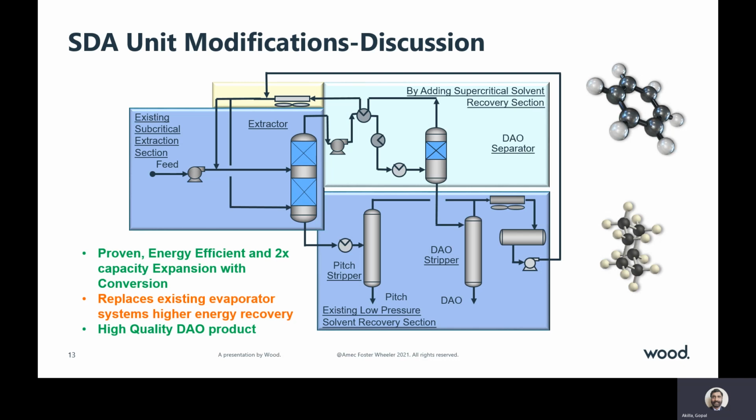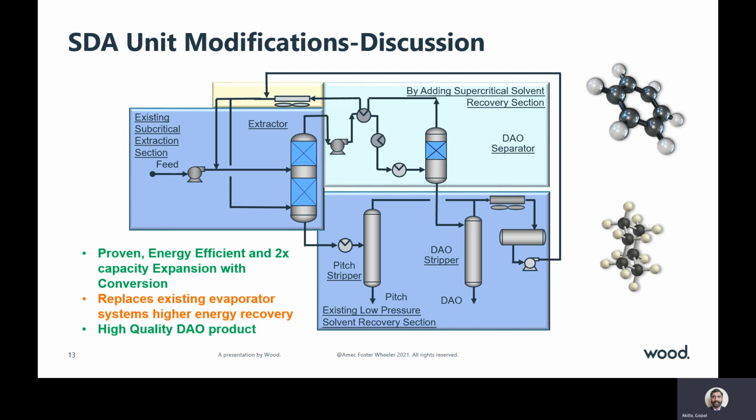So now this scheme is energy efficient. We can achieve twice the capacity, replaces the flash drums and evaporator systems with this energy recovery mode, and it's a high quality DO product. Now, as the capacity is increased only 34% and not 100% with conversion, the client opted to debottleneck the existing unit instead of conversion to supercritical unit to reuse most of the equipment.